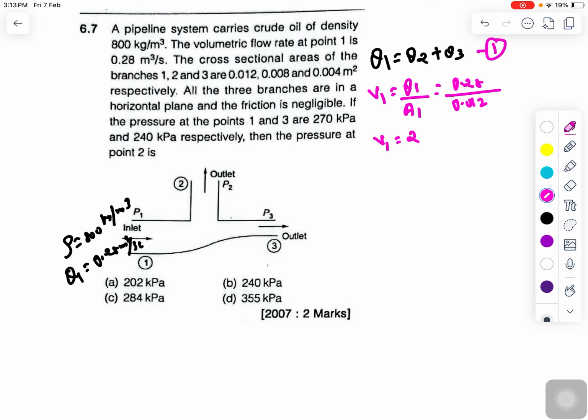So the value of velocity at point 1 is 23.3 meters per second. Okay, great. Now after that, if I apply Bernoulli's equation at point 1 and 2, but you are supposed to calculate the velocity at that point also, right? So okay, apply Bernoulli's equation at point 1 and 3, right?